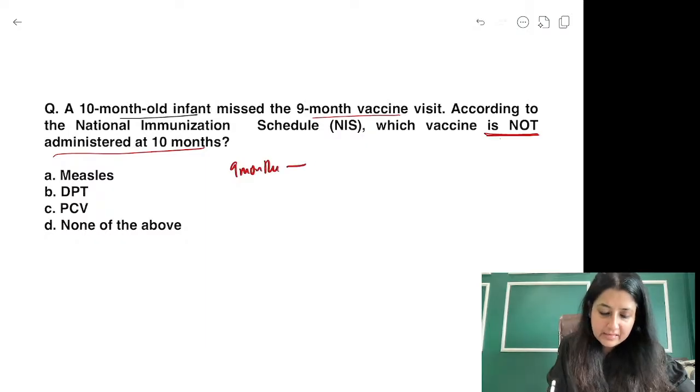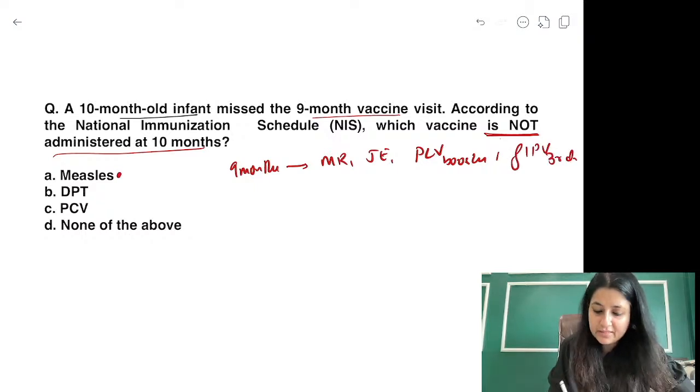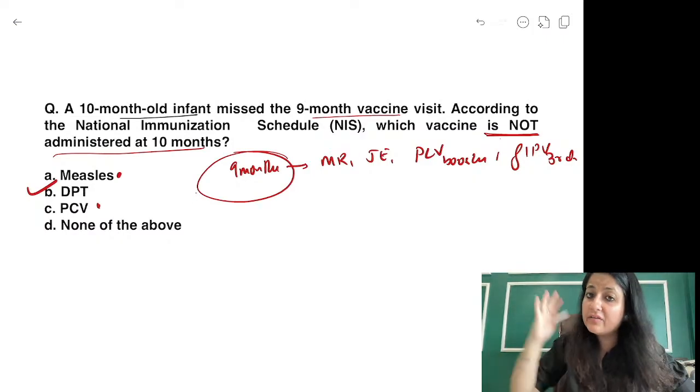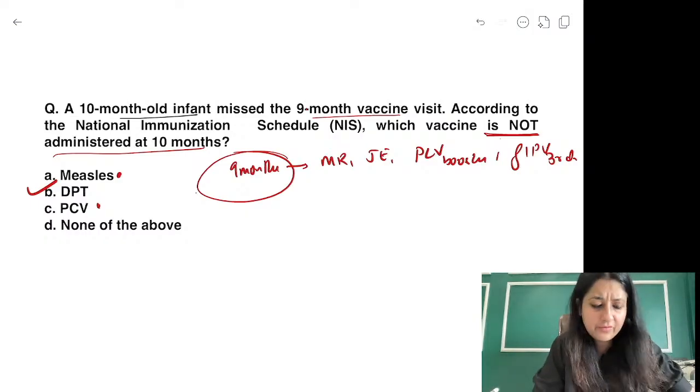We just now did at 9 months: we gave MR1, JE1, PCV booster, and we also give the third dose of fractional IPV. Now measles you will give, PCV booster you will give. DPT is not needed. DPT is not given at 9 months. It is given straight away at 16 to 24 months. So of course at 10 months, if I did not take my baby at 9 months, I don't need to give DPT.